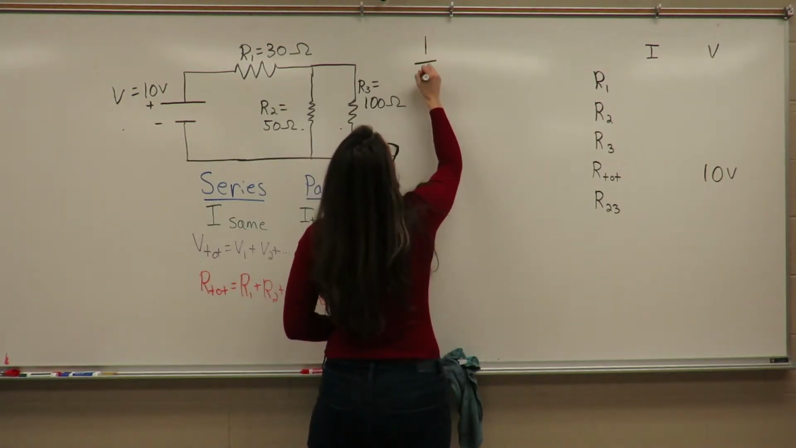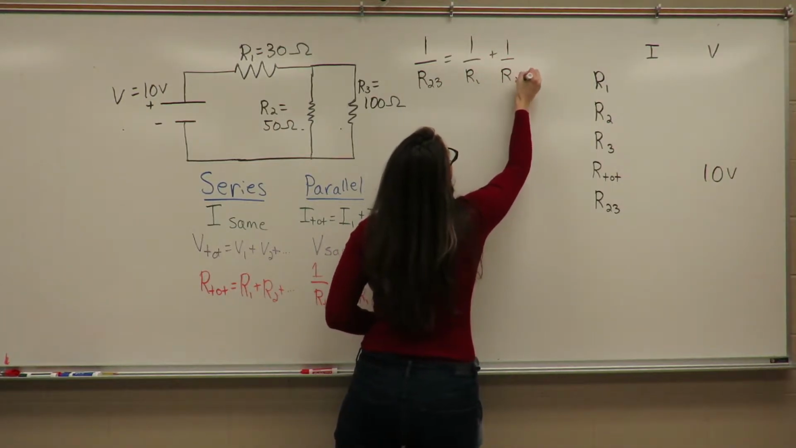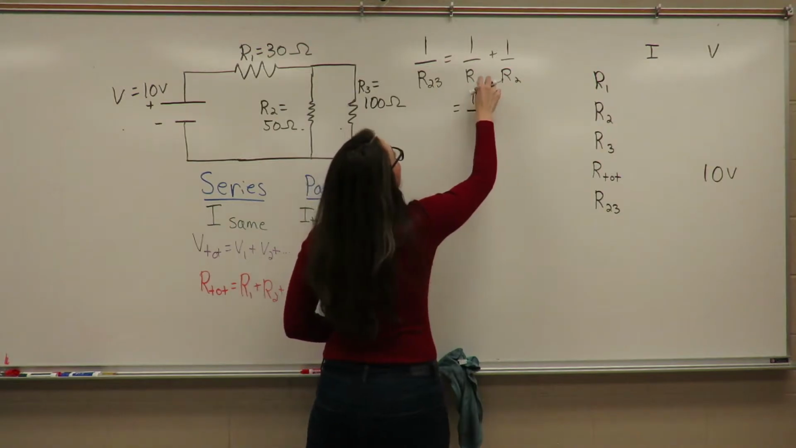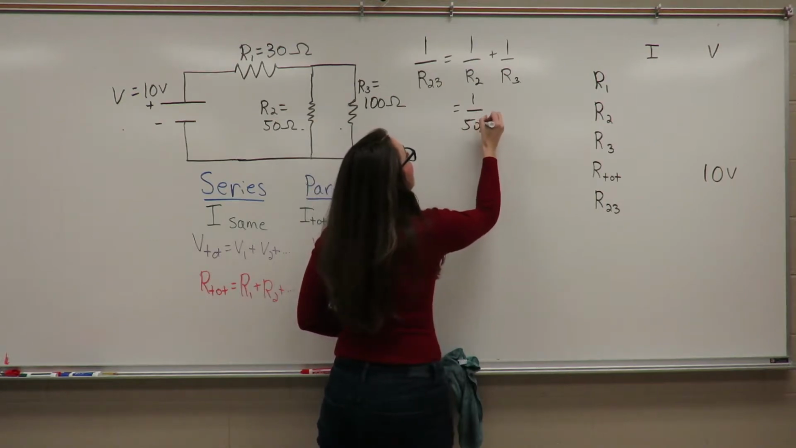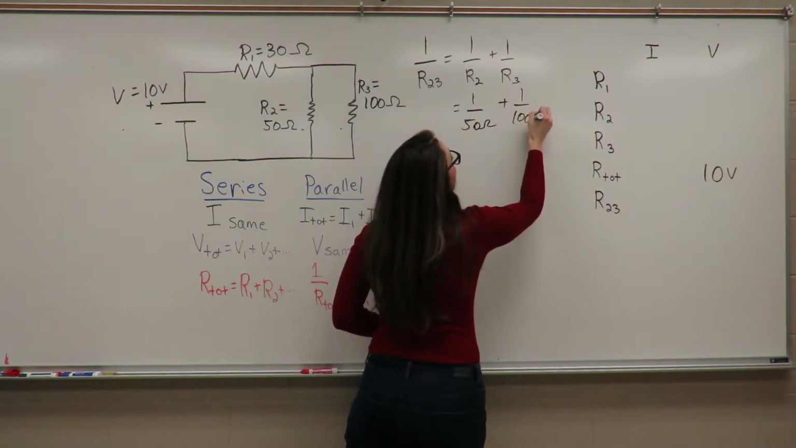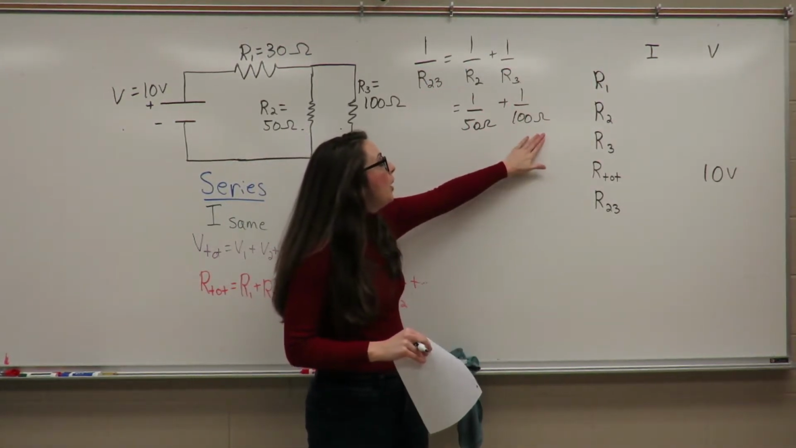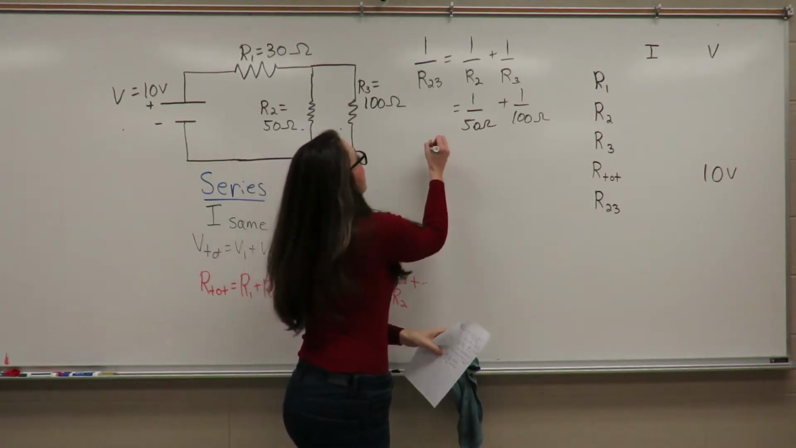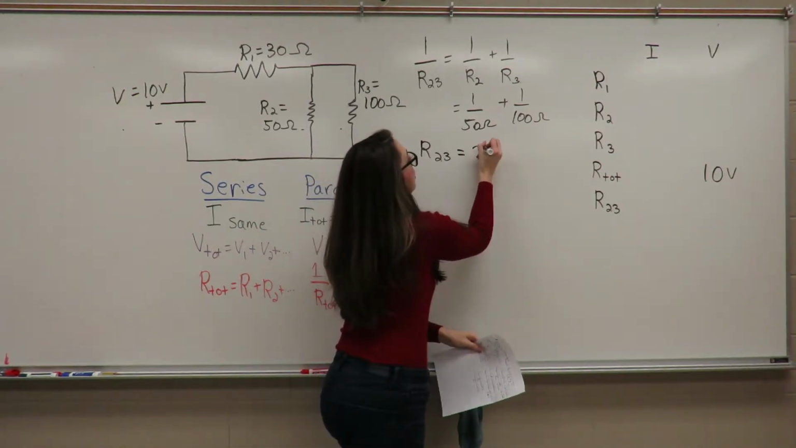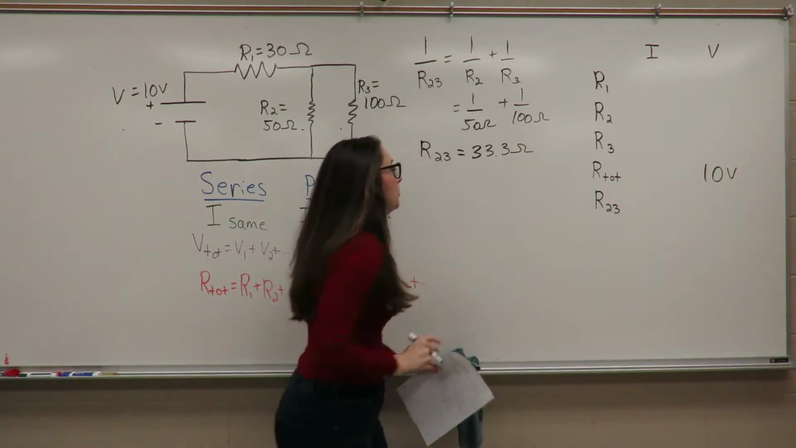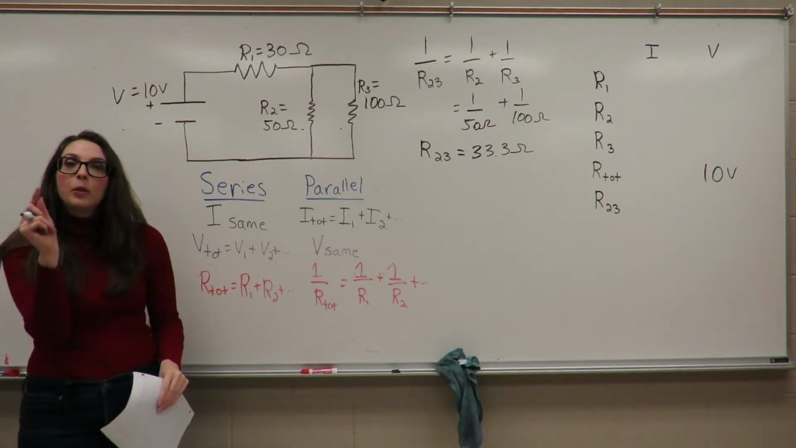So 1 over R23 equals 1 over R2 plus 1 over R3. So that equals 1 over 50 ohms plus 1 over 100 ohms. And so we take 1 divided by 50 plus 1 over 100 and take the inverse of that in order to get our equivalent resistance, R23, which we find to be equal to 33.3 ohms.